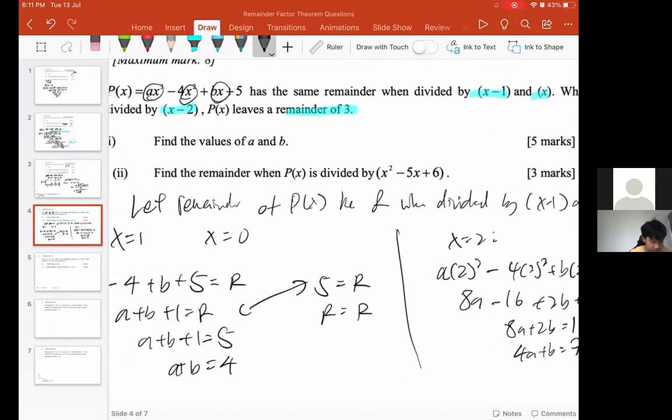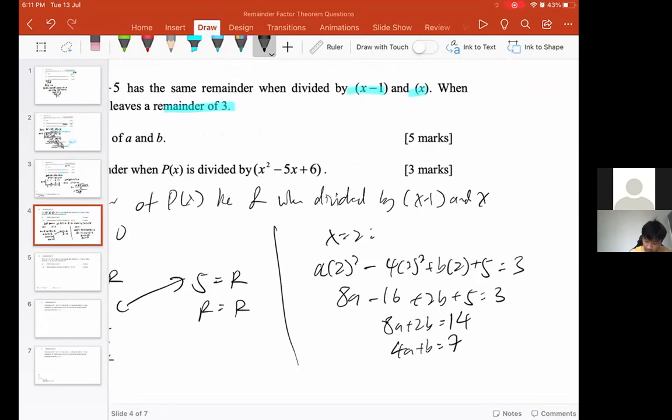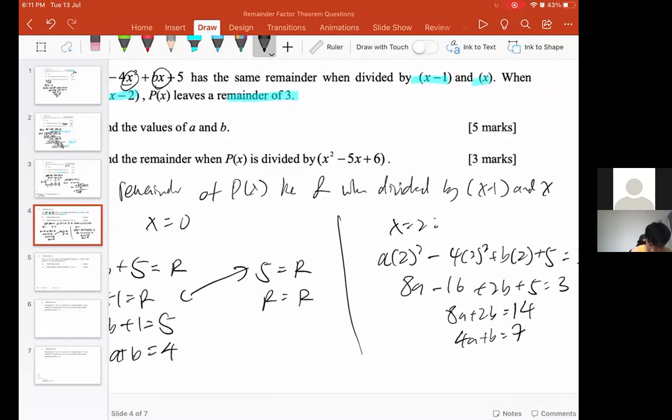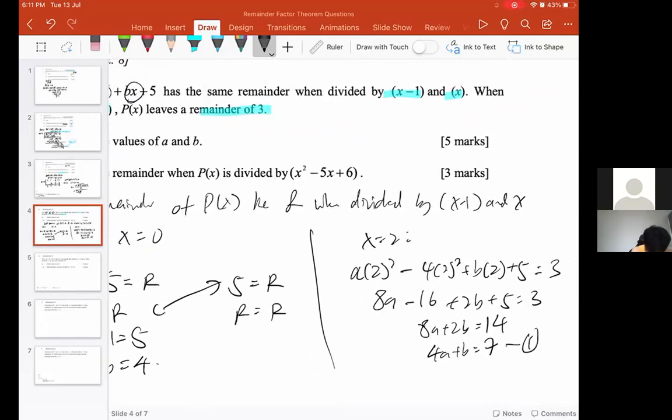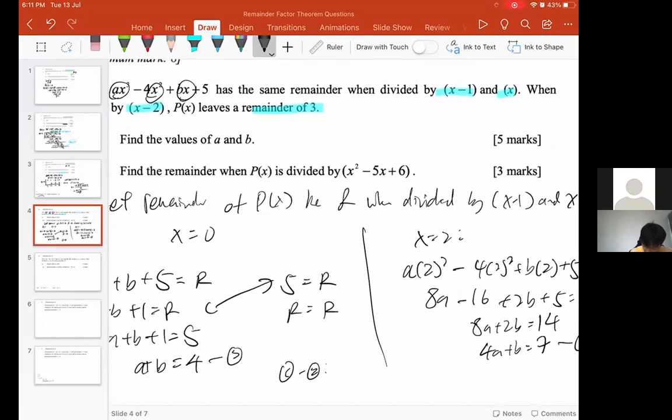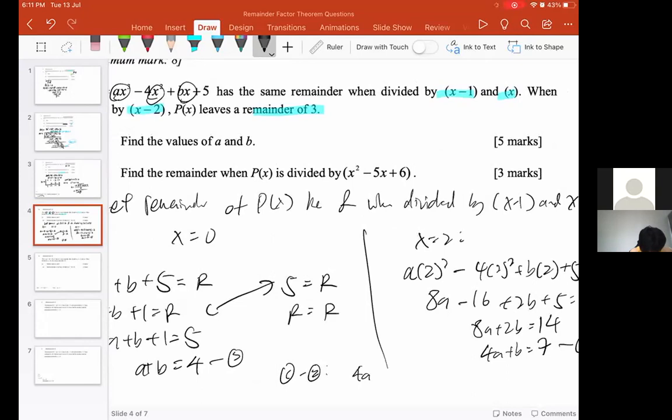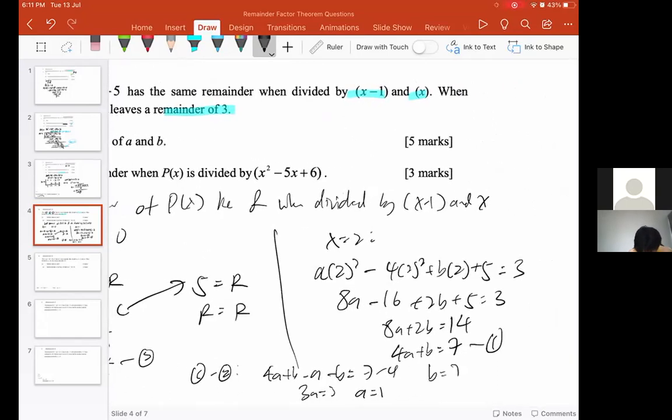Now here we have a plus b equals 4 and 4a plus b equals 7. This is equation 1. This is equation 2. We take equation 2 minus equation 1 to get 4a plus b minus a minus b equals 7 minus 4. 3a equals 3. a equals 1. We can substitute that in. b equals 7 minus 4a. b equals 7 minus 3 equals 4. Therefore, we have a equals 1, b equals 4. 5 marks have been obtained.